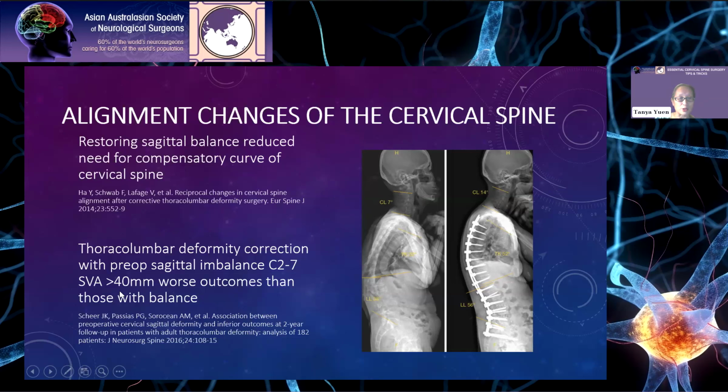And also too, studies have found that if there's a bigger SVA, so in other words, if the head is further forward, they have worse outcomes than those with less of an SVA on thoracolumbar deformity correction. So it just gives you an idea how everything is interrelated. The cervical spine has an effect on the thoracolumbar, etc., on the outcomes.